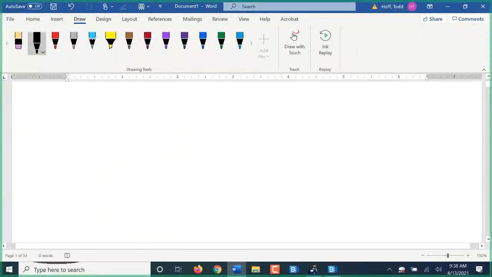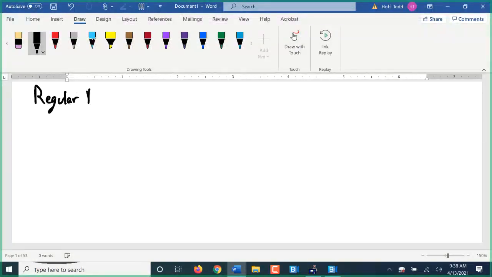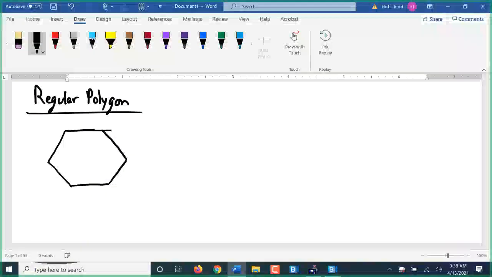Next thing I want to review is finding the area of a regular polygon. Remember, a regular polygon is a polygon where all the sides are the same length, and all of the internal angles are the same size. We'll keep it simple and go with a hexagon. So pretend that's regular. Pretend all those sides are the same size, and all those angles are the same size.